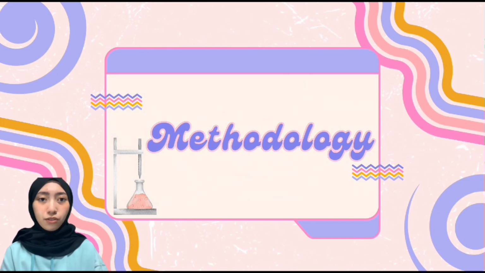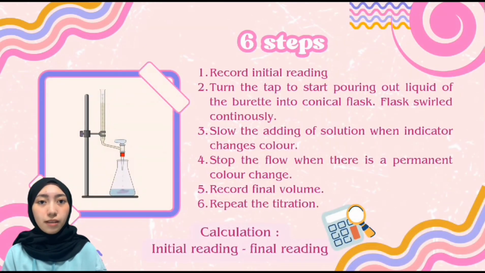For the methodology of volumetric analysis, it contains 6 steps. First, record the initial reading of the solution in the burette. Second, turn the tap to start pouring liquid from the burette into the conical flask. Then, the flask is swirled continuously. Third, slow the adding of solution when the indicator begins to change color. Next, stop the flow when there is a permanent color change. Then, record the final volume. And for the last one, repeat the titration until concordant values are obtained.